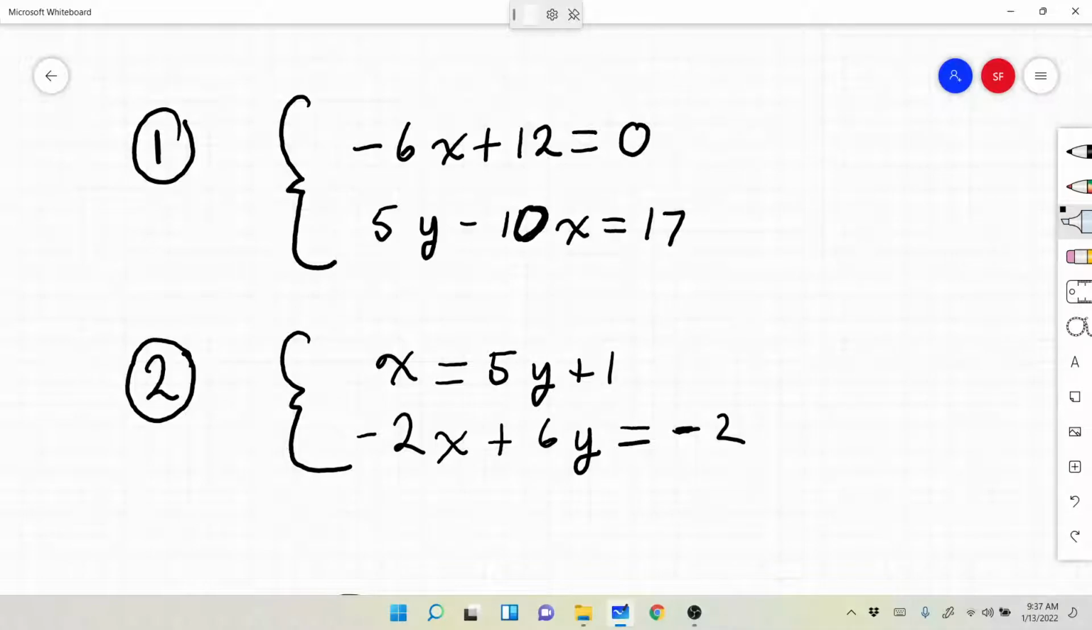And the first one, it is not a mistake. That is -6 plus 12 equals 0. There is not a y in it. It was a mistake when I first wrote it, but then I thought, no, that's a really good idea. I'm going to keep it.